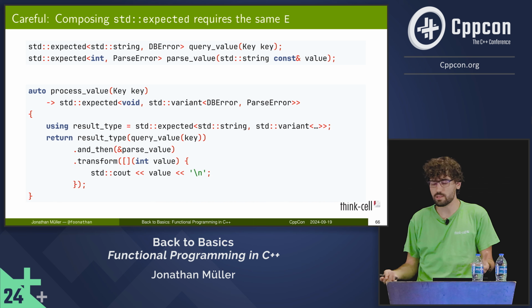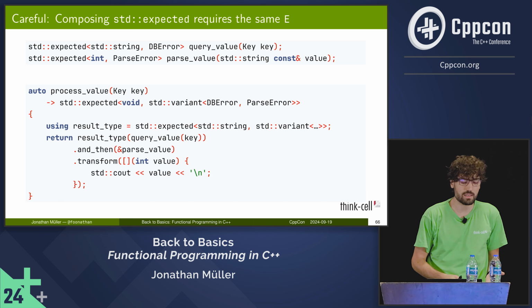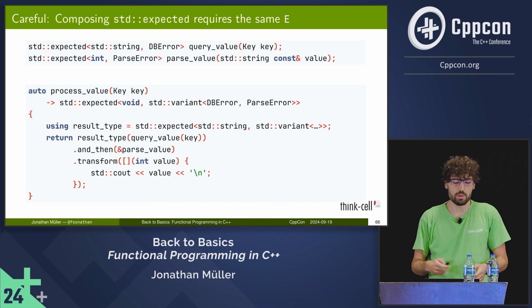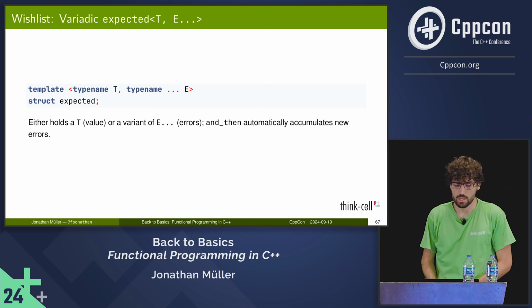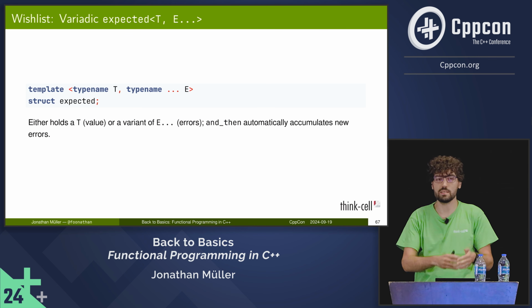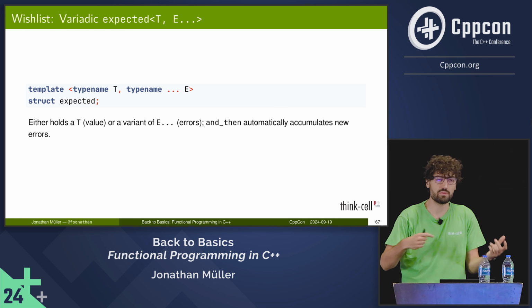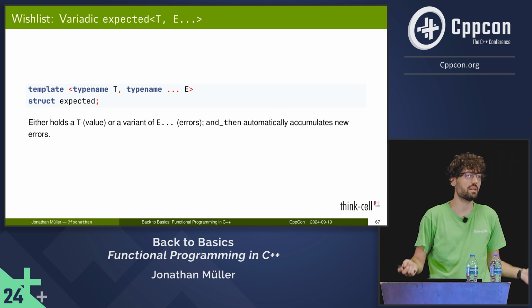So what we would need is to eagerly turn that into the appropriate expected, and this is just ugly, right? This is really something where we would need some better technology. So if we really wanted something like an expected that takes a t and multiple errors, right? And then when you call and then, it will just accumulate the different errors in a nice way and automatically handle that.